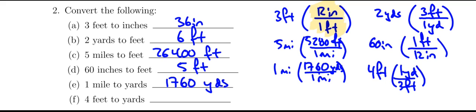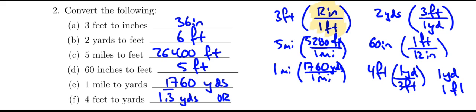4 divided by 3 is going to give me 1.3 repeating yards. Or you round that to 1.3 yards there. Or what is typically done is we might do it like this, and just think about the remainder that I get. This is going to give me 1 yard, but with a remainder of 1 foot. So sometimes we'll write it like this. This is 1 yard, 1 foot.